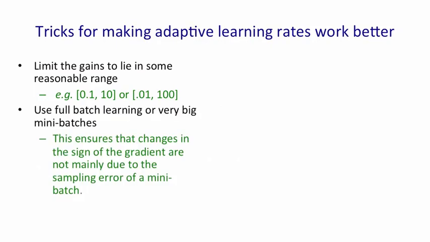The adaptive learning rates was designed for full batch learning. You can also apply it with mini batches, but they better be pretty big mini batches. That'll ensure that the change in signs of gradients aren't due to the sampling error of mini batches. They really are due to going to the other side of a ravine.